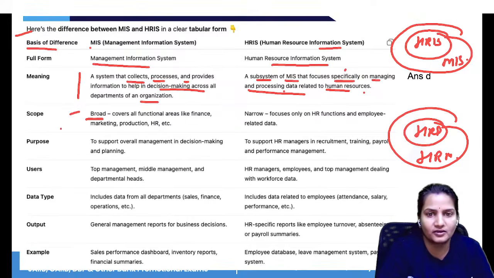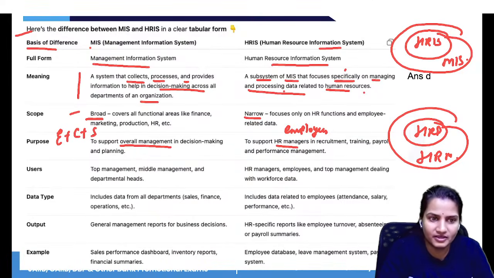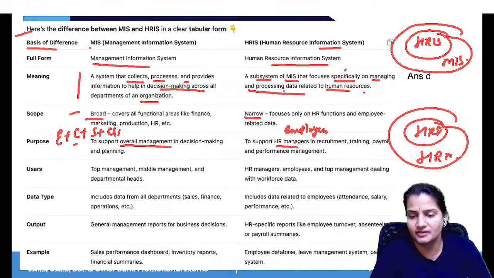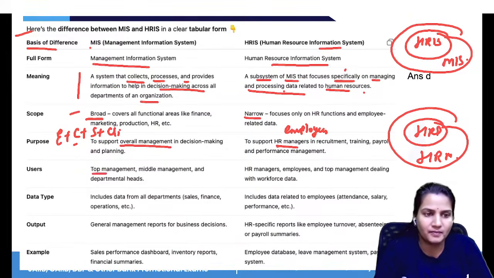MIS has a broad area and HRIS has a narrow area. MIS supports overall management, while HRIS supports only HR managers and employees. In management, your employees, customers, stakeholders, and clients are all included in MIS. But HRIS only supports HR, human resource. Top management, middle management, and all the departmental heads will use MIS, and HRIS is used mainly by HR managers and HR employees.